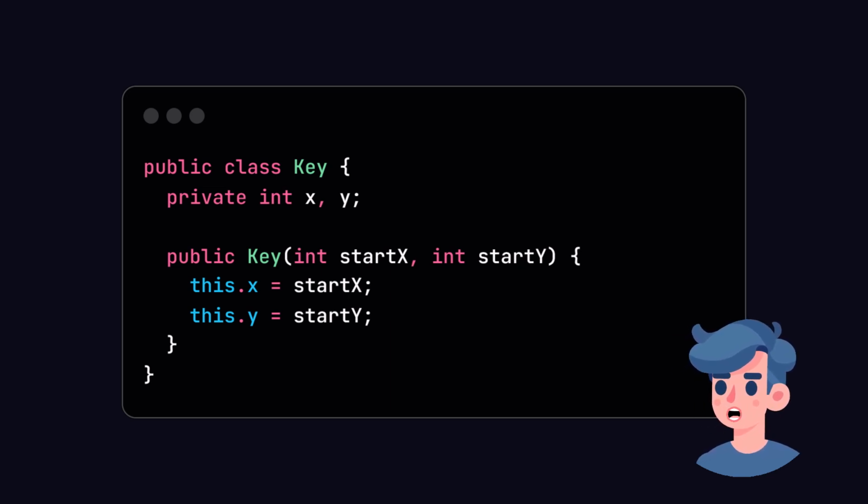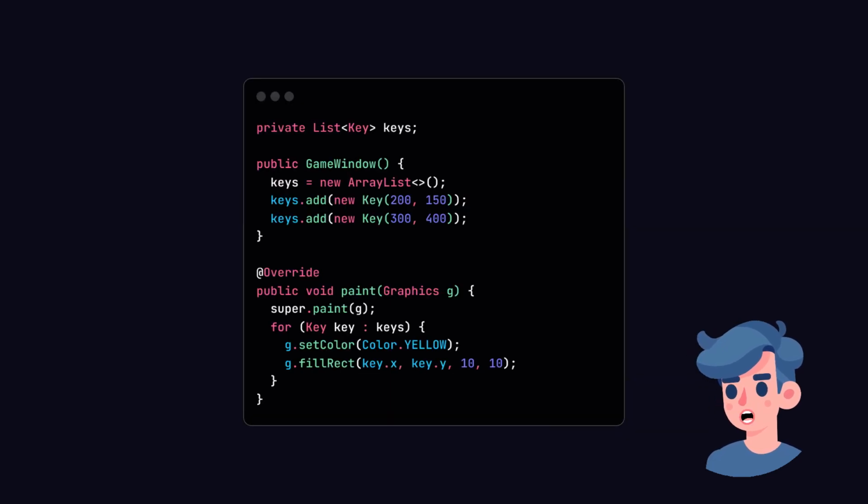However, we still need to create an engaging gameplay experience by adding collectibles, in our case, keys that the player must collect to escape the maze. Now let's incorporate our keys into the game. We will create a list of keys in the game window class and draw them during the paint process. Update your game window code.